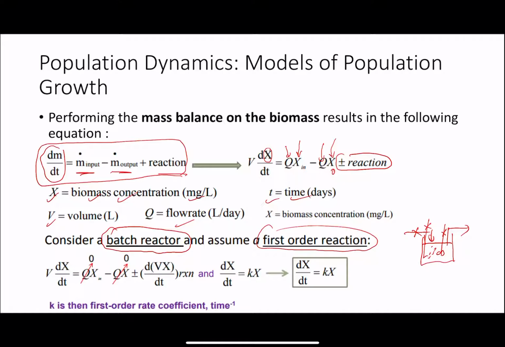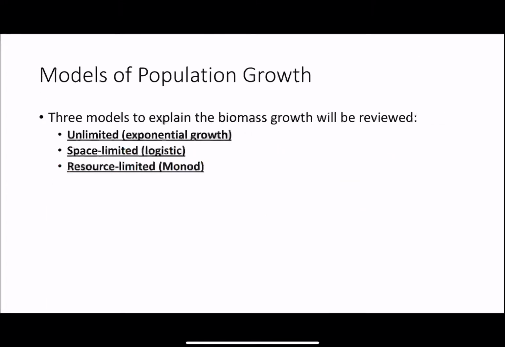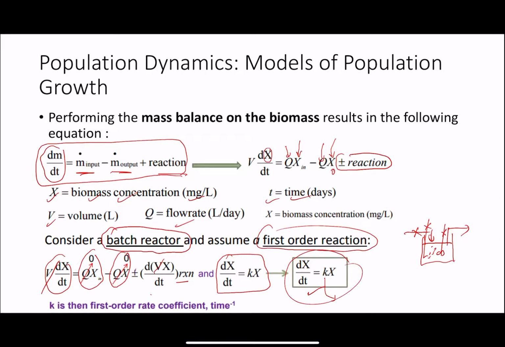So in a batch reactor, remember, there is nothing in, there is nothing out while there is reaction. So V dX over dt is equal to the reaction term, plus or minus. And of course, if you are doing first order, dX over dt is equal to kX. Of course, the volume cancels with the volume because the volume is constant. So dX over dt is equal to kX. K here is first order. We are assuming it's first order, not zero order. Okay, so that is the batch reactor. We want to remember this once we come to the next models.